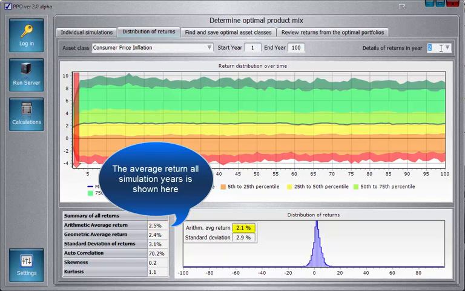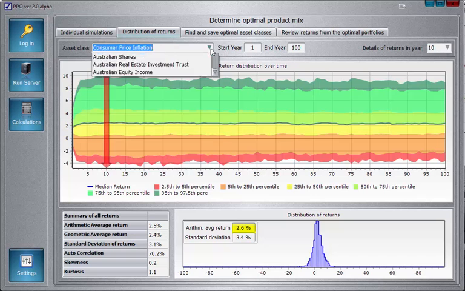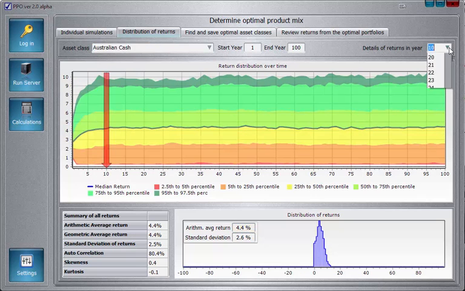We can also consider the distribution of inflation as we increase through time across the projection horizon. And we can see that the average inflation rate rises from 1.8% to its long-term average of 2.5% within a few years. We can also give consideration to the distribution of returns for cash, which also starts below its long-term average and rises over time to its long-term equilibrium level, which is above 4%.